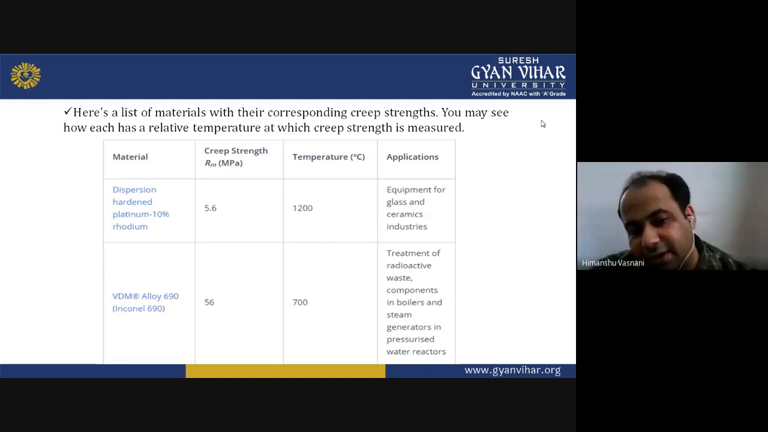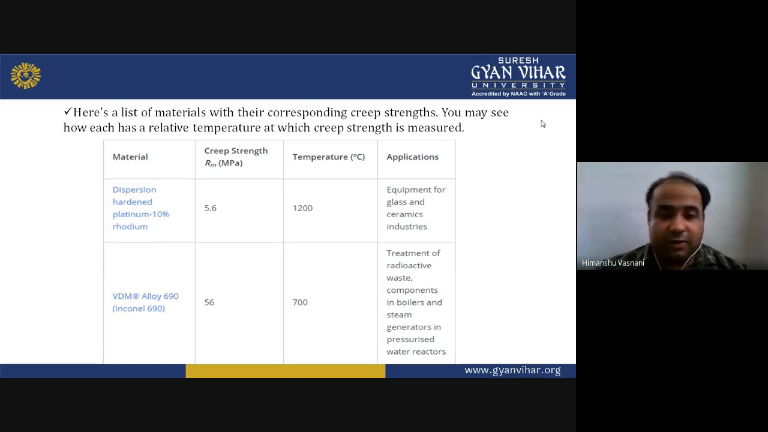Now the second material is Inconel 690, which you can also call VDM Alloy 690. This alloy has a creep strength of 56, a temperature of 700 degrees centigrade, and applications like the treatment of radioactive waste, boilers, and steam generators in pressurized water reactors.